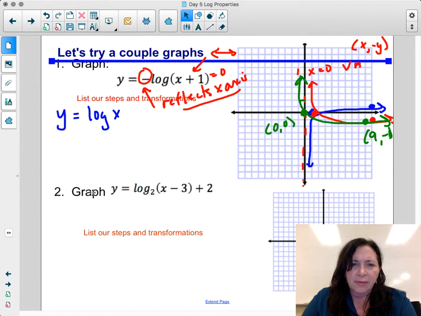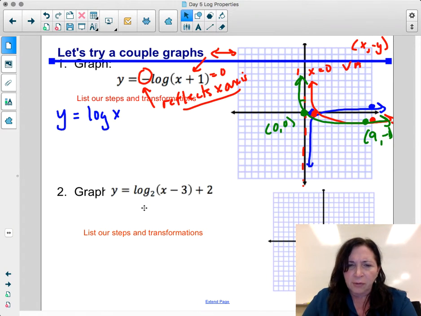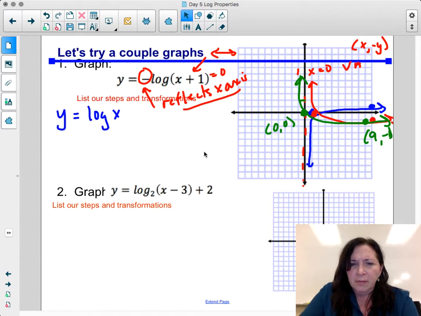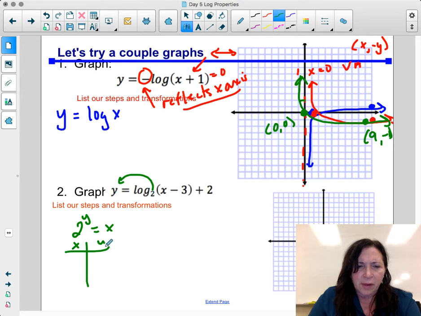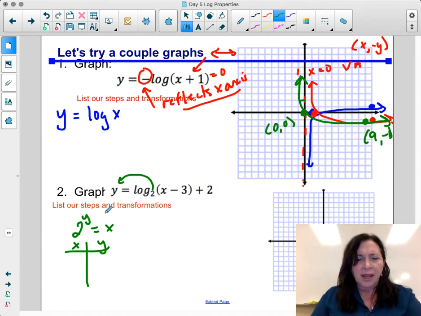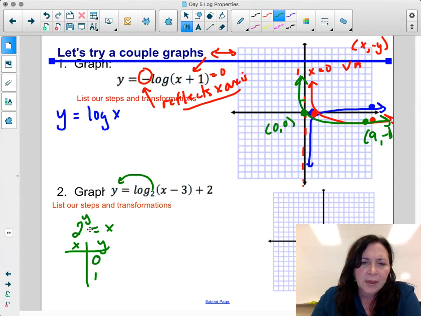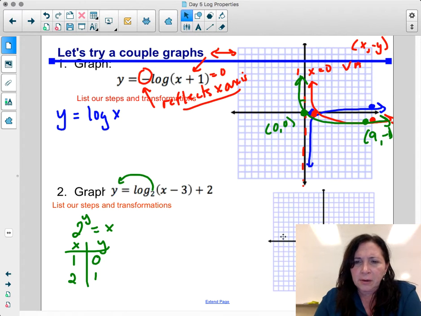So now we have this graph right here, which is y equals log base 2 of all that. And so what you're going to do for this is start with the parent function. But for this graph, we're going to graph this as an exponential. So 2 to the y power is equal to x. And I'm going to plot some points for x and y, but because y is my power, I'm going to plug in 0 and 1 for y. So 2 to the 0 power is 1. 2 to the 1 power is 2.